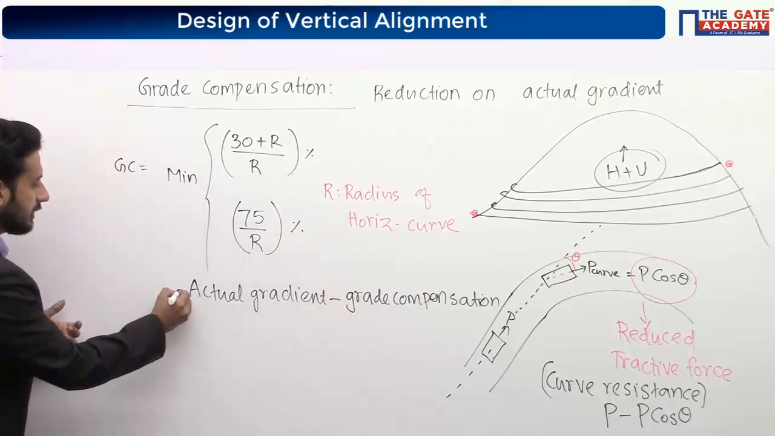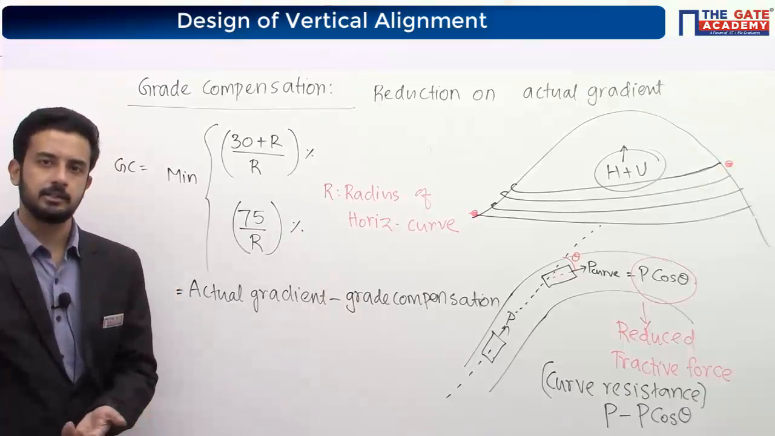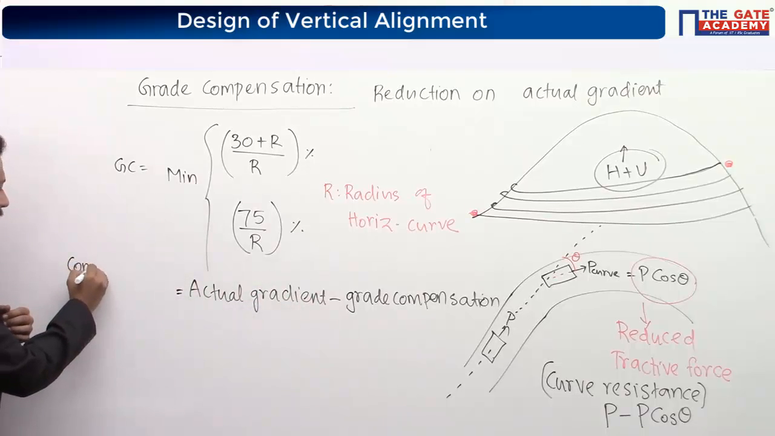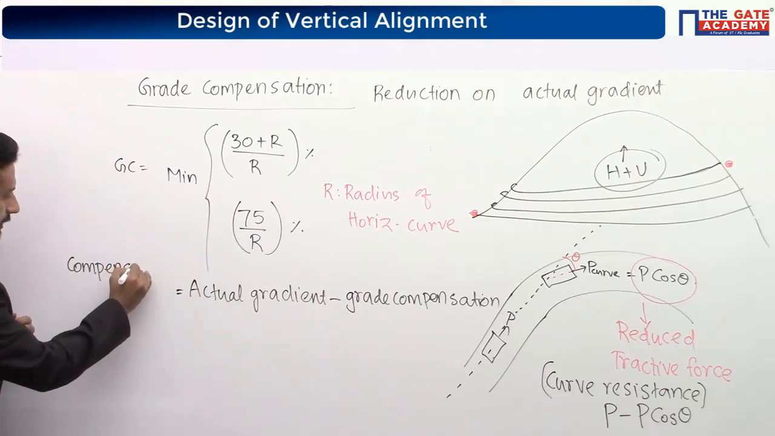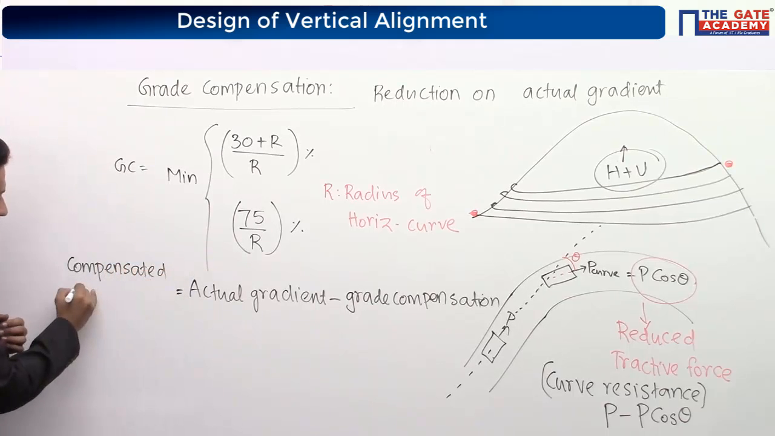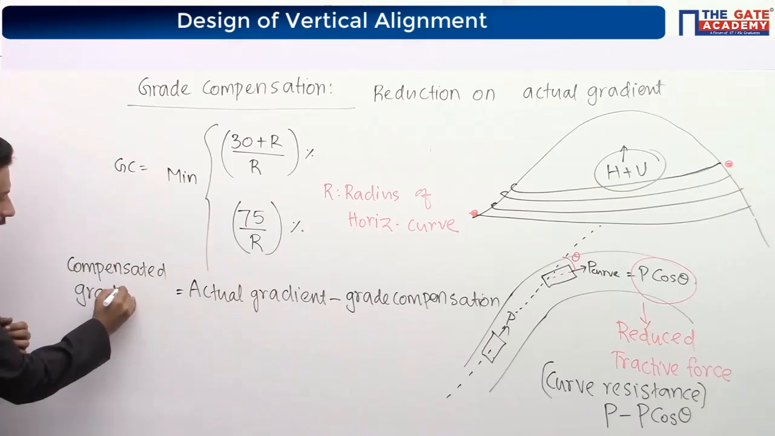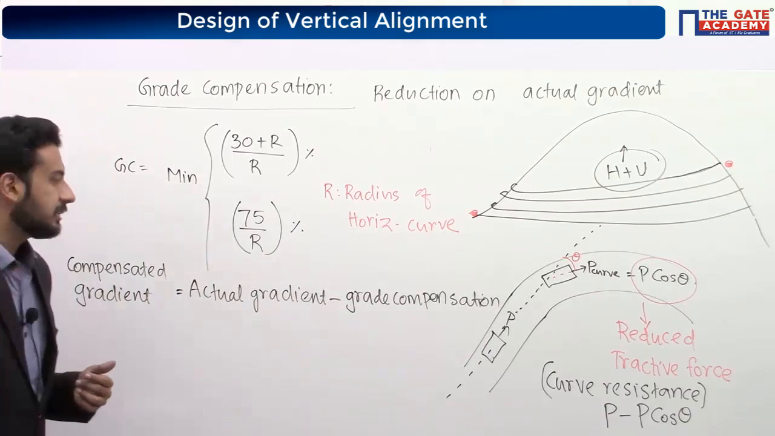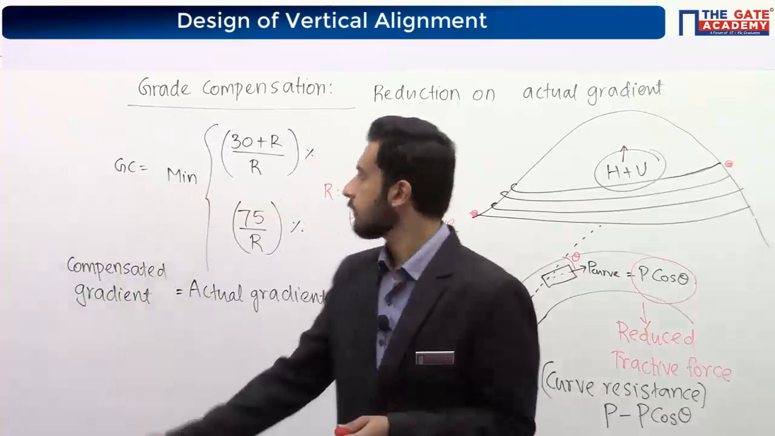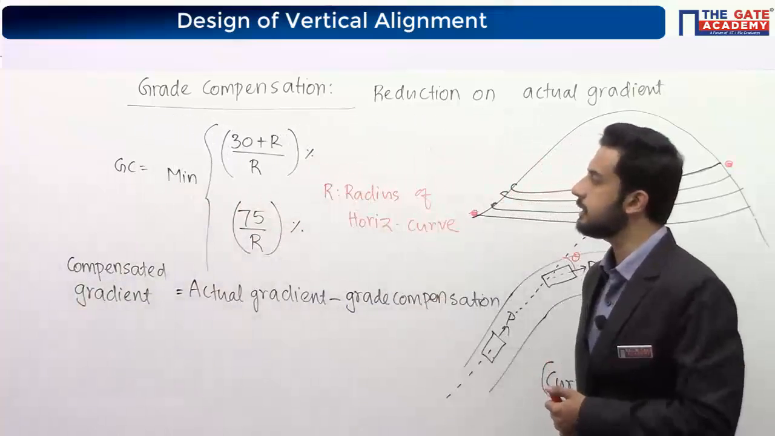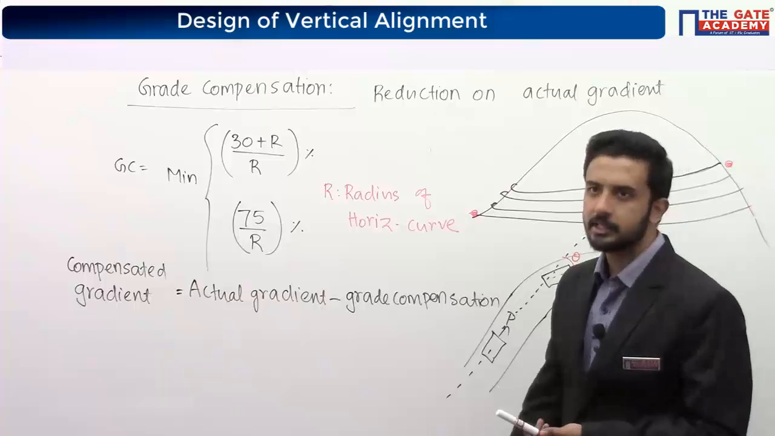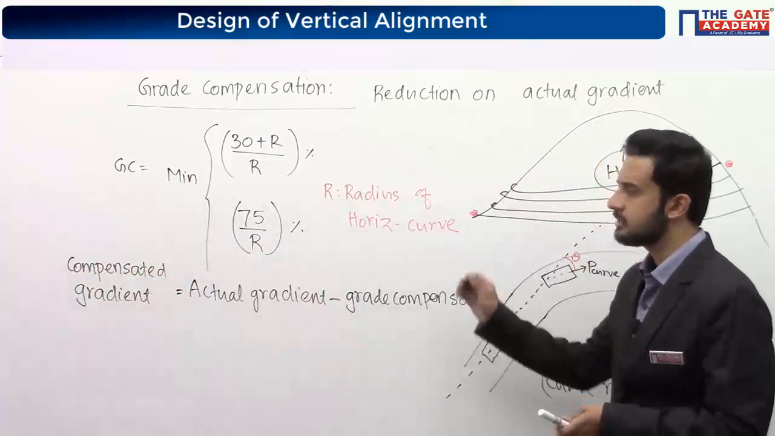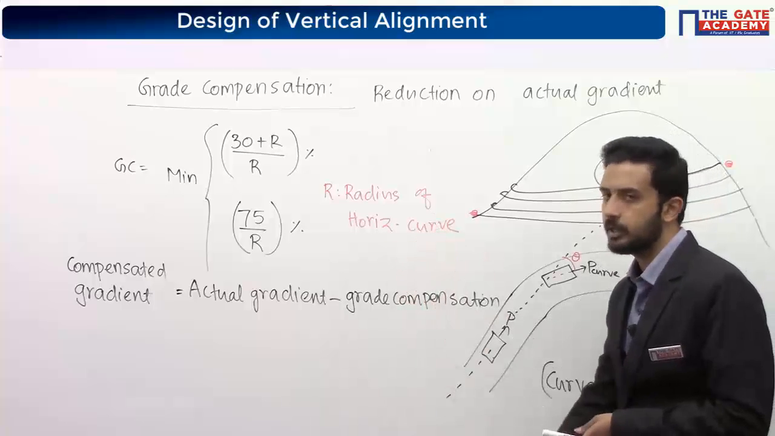So what will we get? We'll get a resultant gradient. The result of this calculation, we call it compensated gradient. What do you mean by compensated gradient? The result of your calculation. First you are going to calculate what is called grade compensation. So simply put GC, which means grade compensation. Okay, simply for writing purpose I put it like that.